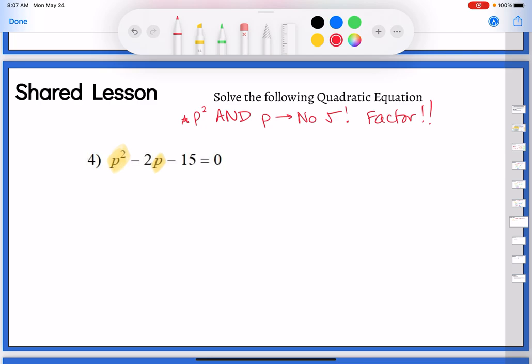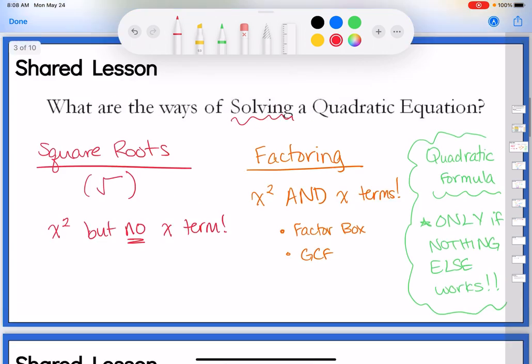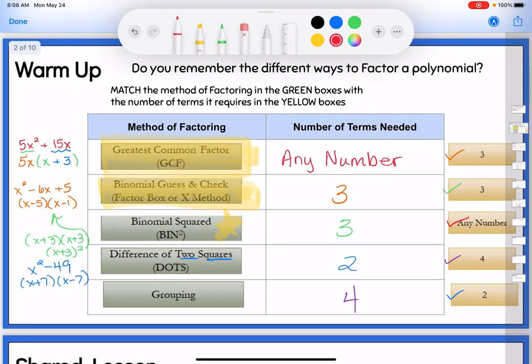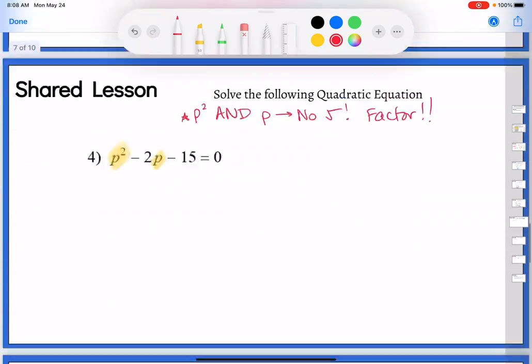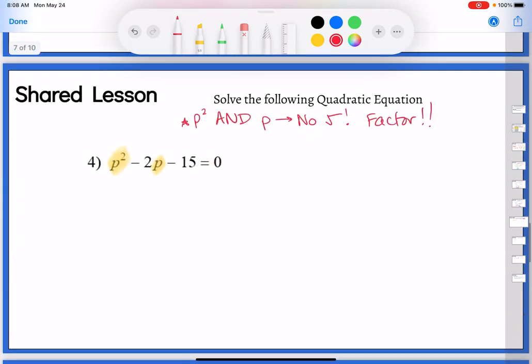Okay, so if I go back to my one, I see I have 3 terms here, right? P squared minus 2p minus 15. If I look back to my methods of factoring, I can look for a GCF, but then I'm going to use this factor box idea, right? Factor box or bin squared if it happens to be. There's no GCF on this one. So that means I'm going to do a factor box.